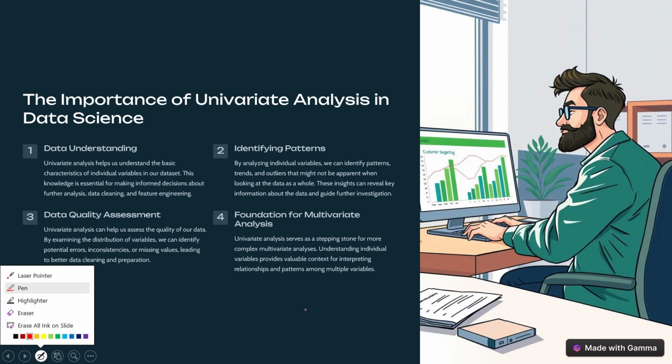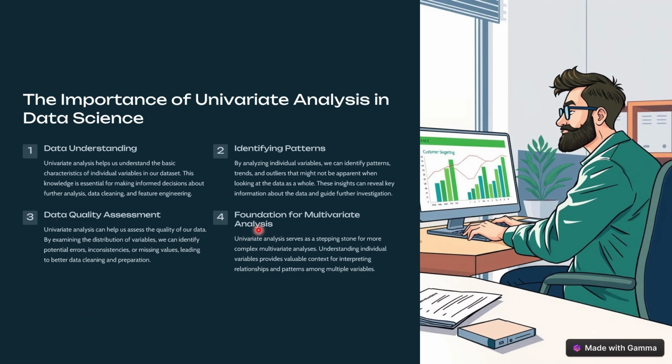Fourth, foundation of multivariate analysis. Finally, univariate analysis serves as a foundation for more complex analysis. Before you start looking at how variables interact with each other, you need to understand each variable on its own. It is like laying the bricks before building a house.